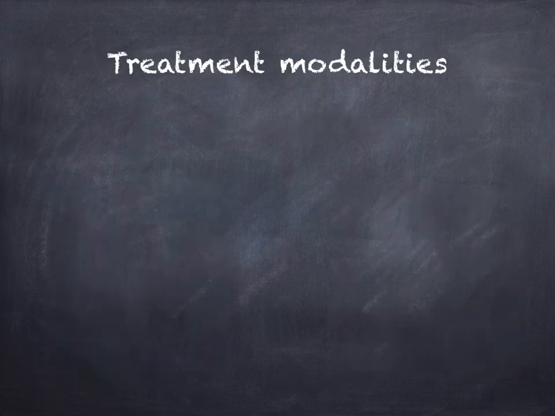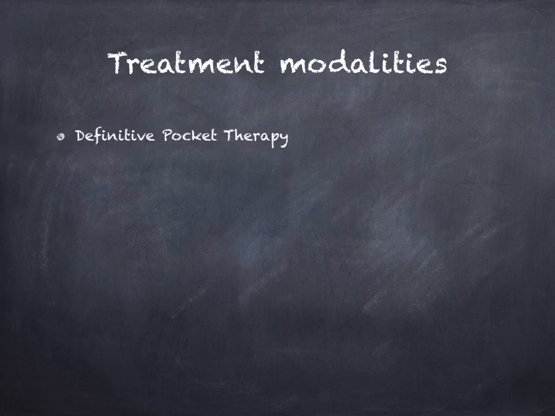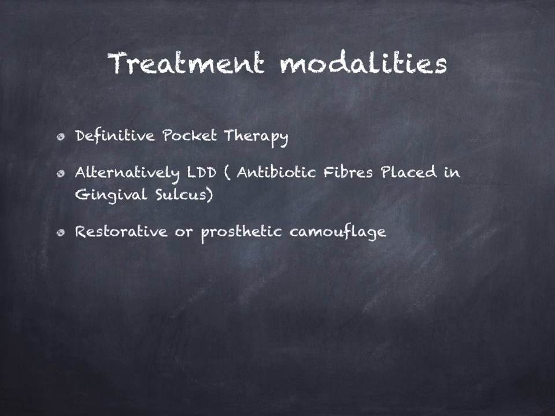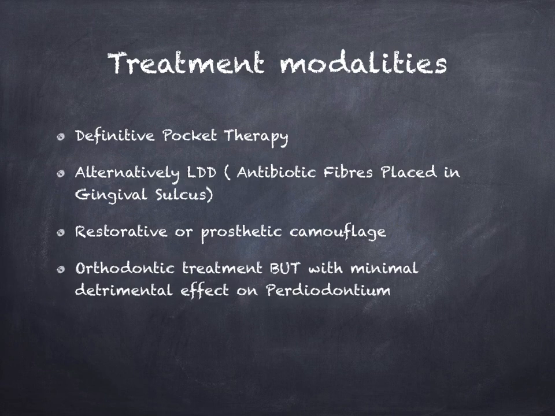Now let's try to summarize the various treatment modalities. Treatment modalities can include definitive pocket therapy. Then, if the pathologic tooth migration is localized to just one or two teeth, local drug delivery could be an option, with antibiotic fibers, etc., that can be placed in the gingival sulcus. Restorative or prosthetic camouflage can be done in mild to moderate cases.